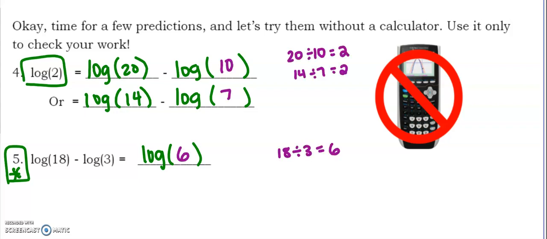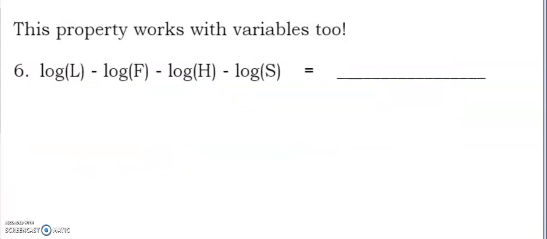All right, here are the answers I came up with, 10, 7, and 6, because 20 divided by 10 will get me 2. 14 divided by 7 will get me 2. And 18 divided by 3 gets me 6. So this is the quotient property of logarithms. This property works with variables too.